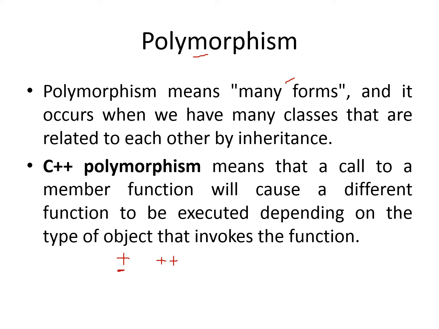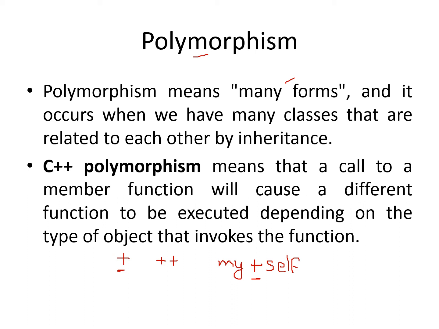And when it is used in a particular word, that is my plus self, what will be the answer? The answer will be myself. Right? Here plus is acting as concatenation. See the difference? Plus has different uses now. So that is what polymorphism means, many forms, and it occurs when we have many classes that are related to each other by inheritance.